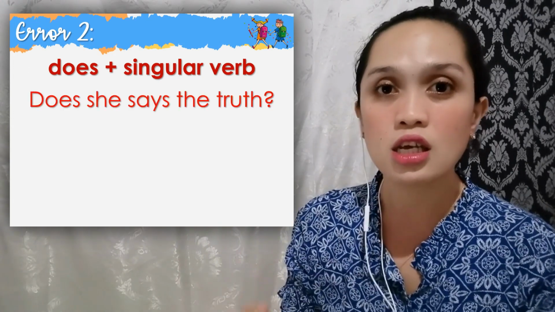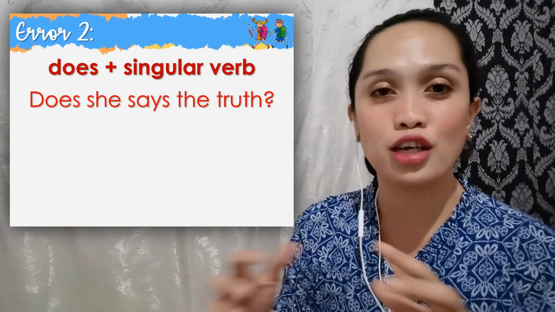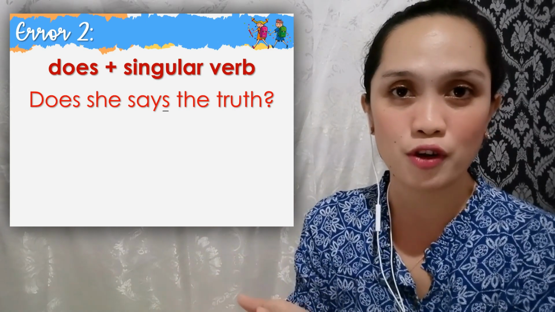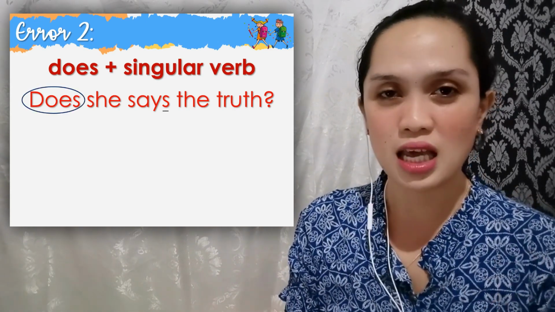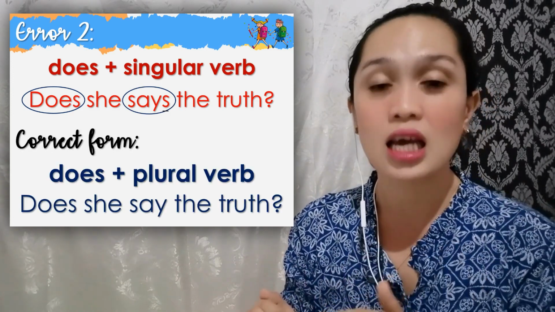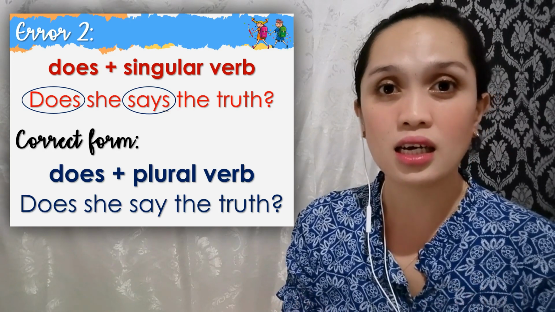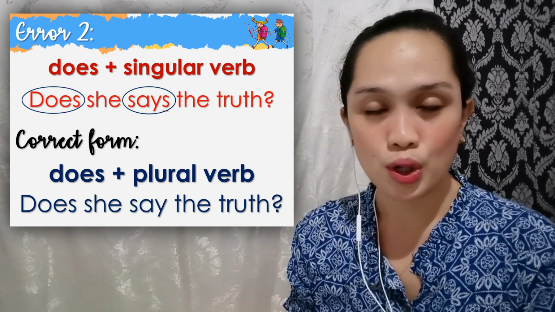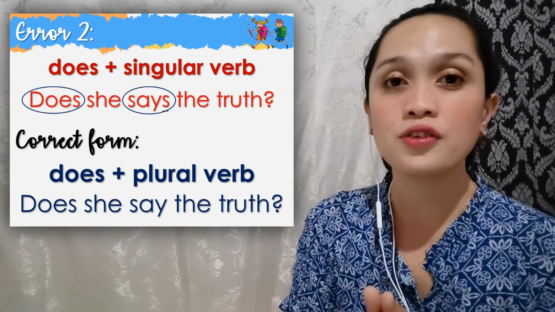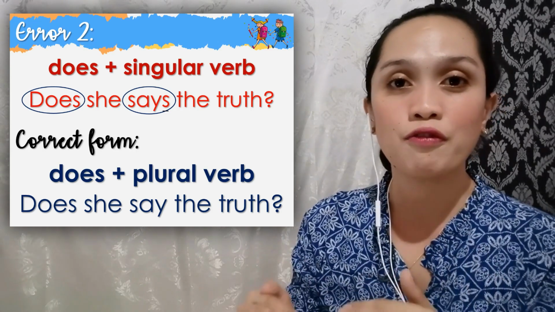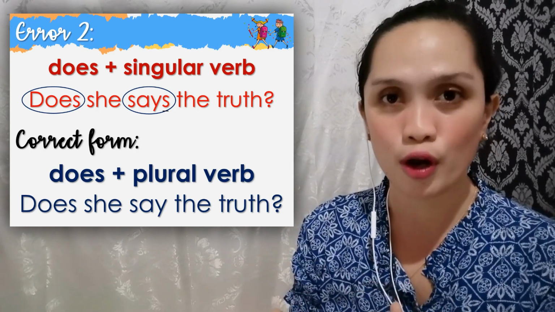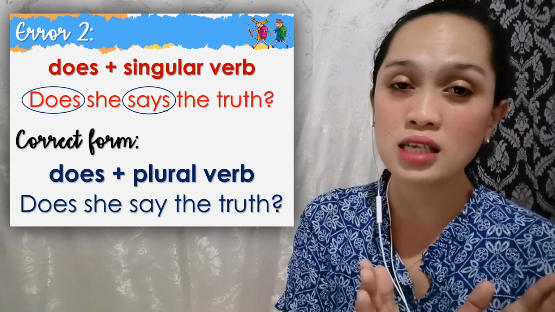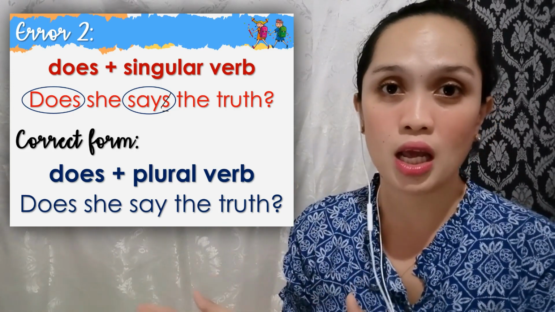So for example, does she says the truth? There are too many S's in that statement. So remove the S from the end of the main verb. So the correct way of saying that is, does she say the truth? Does Anna dance well? Does your mom know? Again, if you are using the auxiliary verb does, your main verb should be in its base form. So to remember that, just drop the S at the end. So does already has the S, so drop the S from your main verb.